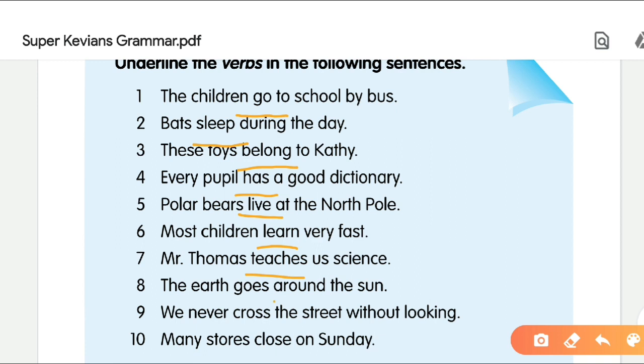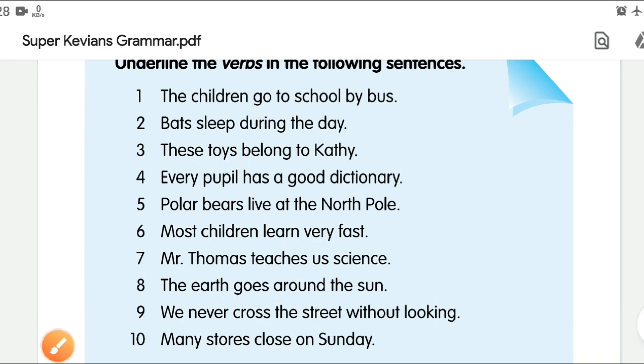The earth goes around the sun. So goes is the verb, not around. We have crossed the street without looking. So here two verbs are there: one is crossed, another is looking. So in the sentence two verbs are there. Many stores close on Sunday. Many stores close. Remaining closed is itself an action. That's why close is a verb here.